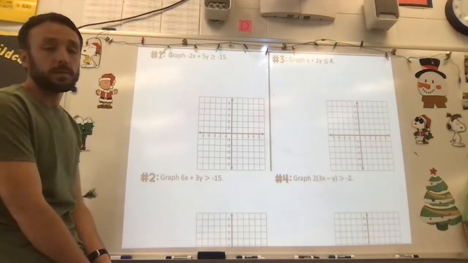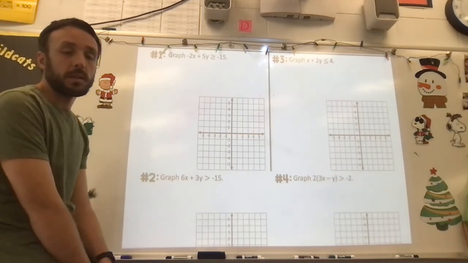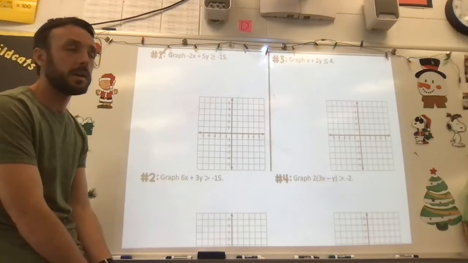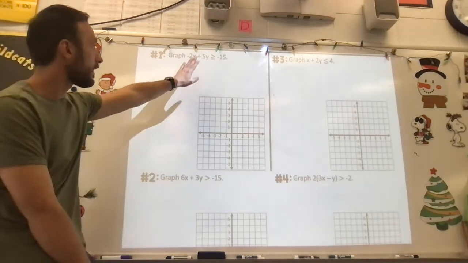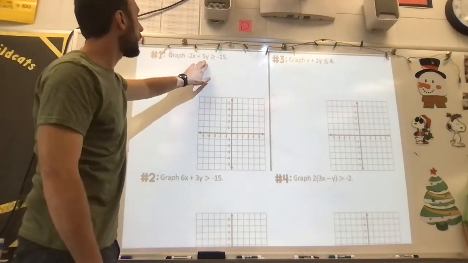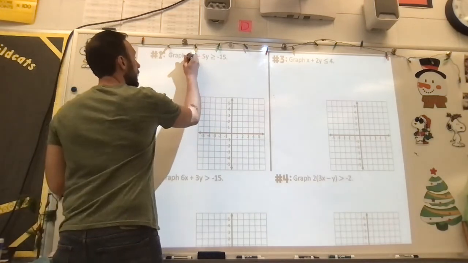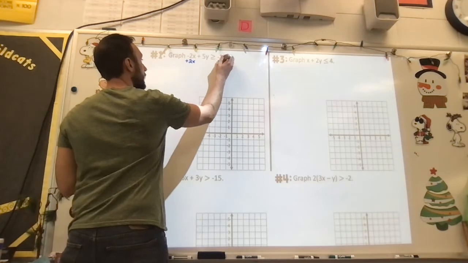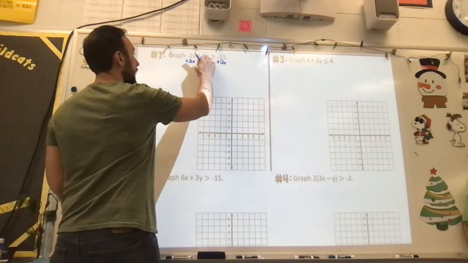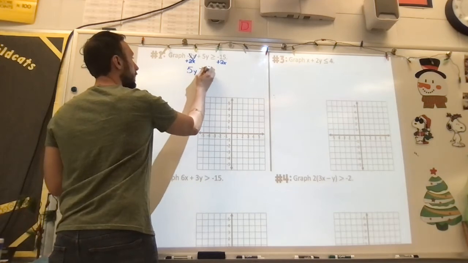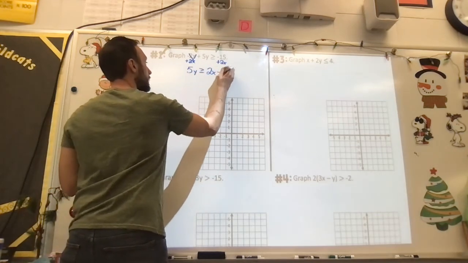So step one with these problems, just like when we graph linear equations, is to get it in slope-intercept form. We have to get that y alone. I have to isolate that y variable. So first I have the 5y term. I need to get that term by itself. So I'm going to add 2x to both sides, because the goal of this is to get that term all by itself. So I'm left with 5y is greater than or equal to 2x minus 15.